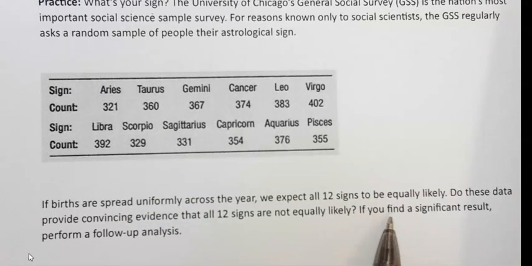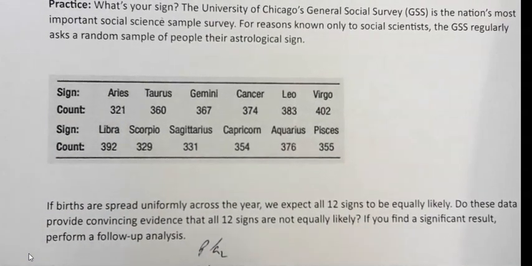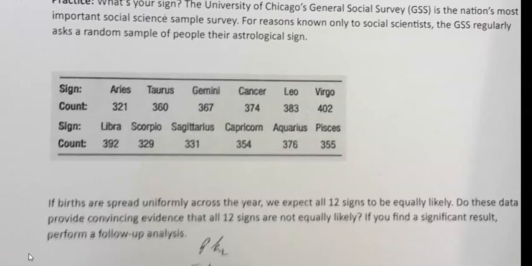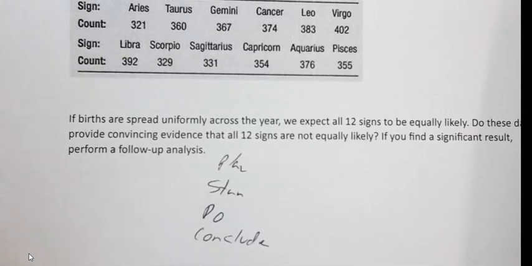And then it says, if you find significance, perform the follow-up analysis. So basically they're saying, do all the things we just did with plan, state, do, and conclude. Here's a key afterwards. But don't look at the key till you actually give it a shot. Try to use the notes that you already have to give you the best shot at this question. Good luck.